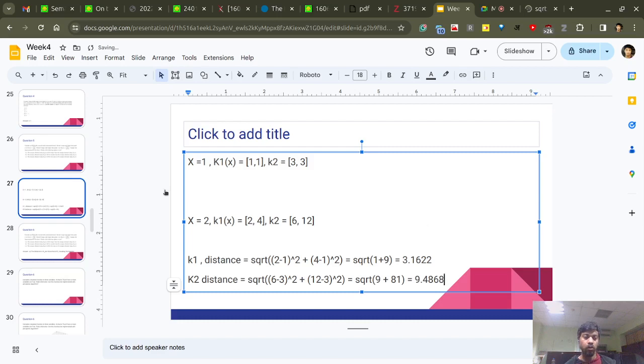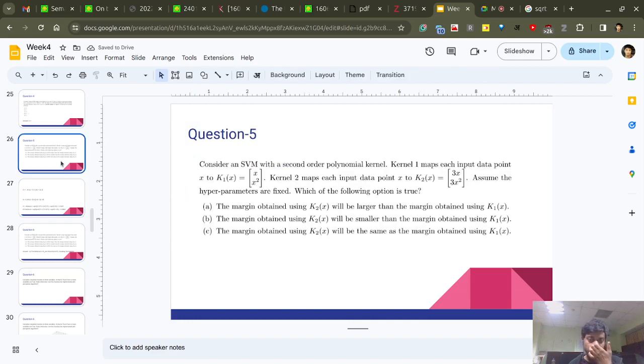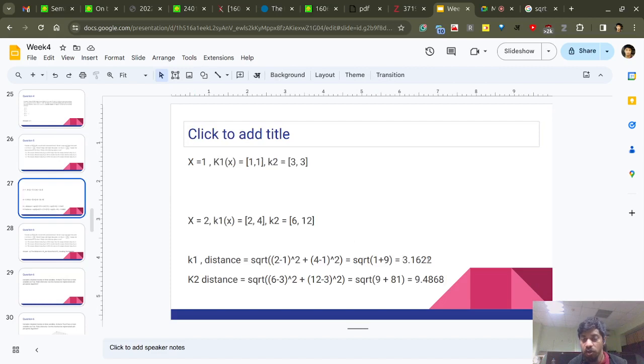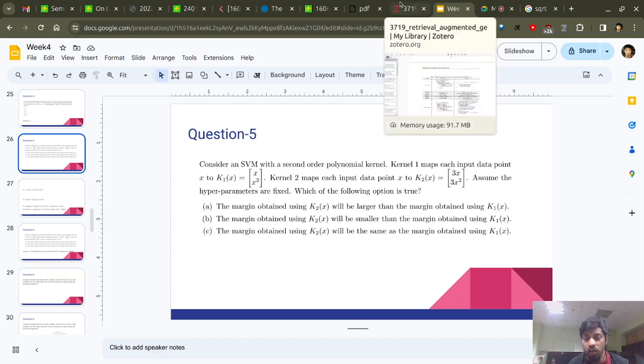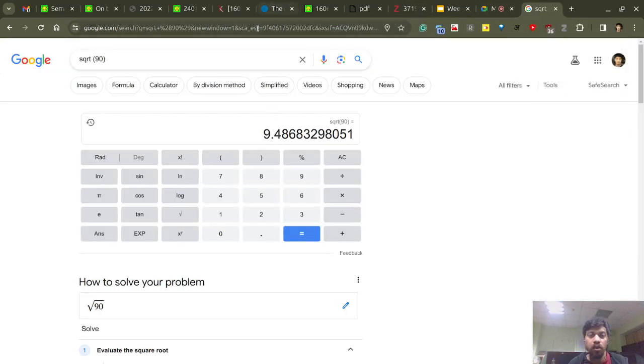So the same thing, if we calculate via K1, we are getting this distance, and if we calculate via K2, we are getting this distance. So between every point the distance will be 3 times larger. You see 3.16, if we multiply by 3 it will be 9.48. So if you use K2, every distance will be 3 times larger than K1.